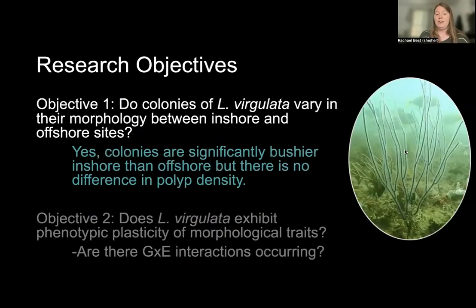So colonies at inshore and offshore sites do vary in their morphology. We see significantly bushier colonies inshore than offshore, like they've seen in previous studies. However, there was no difference in polyp density.